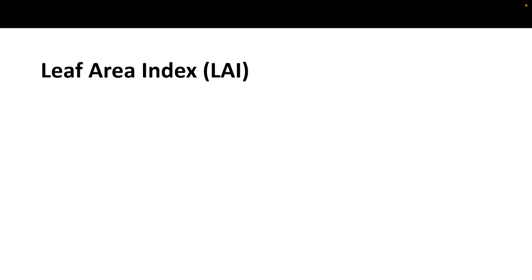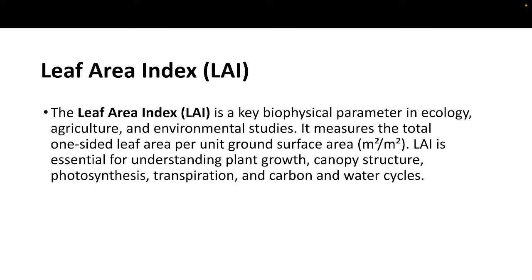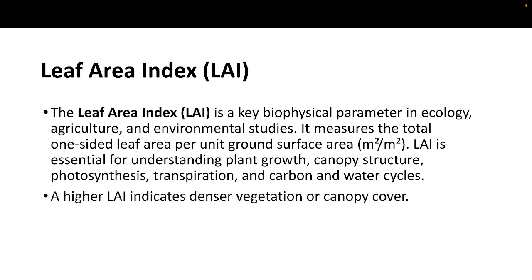Basically, leaf area index is one kind of key biophysical parameter in ecology, agriculture and environmental studies. It measures the total one-sided leaf area per unit ground surface area. It's essential for understanding plant growth, canopy structure, photosynthesis, transpiration, and the carbon and water cycle. It's very important. A higher value indicates denser vegetation or denser canopy cover.